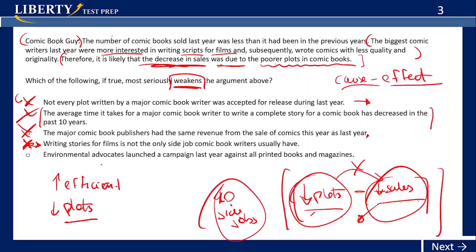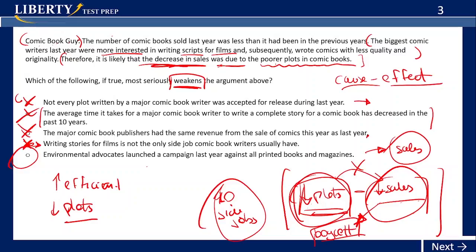Letter E, environmental advocates launched a campaign last year against all printed books and magazines. That's directly affecting the sales. So that's our answer. Why? Because it's telling me there's a different cause, an alternate cause for the decrease in sales. Maybe it is not caused by the decrease in the quality of the plot. Maybe it is because of this boycott that is going on by these environmental advocates, right?